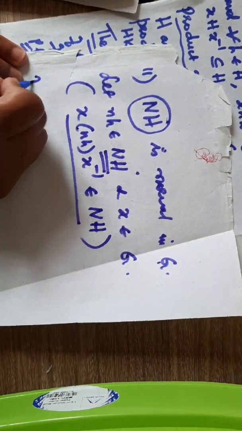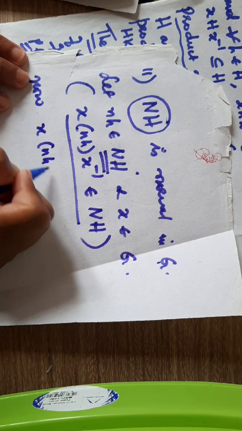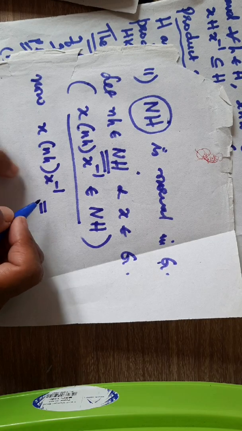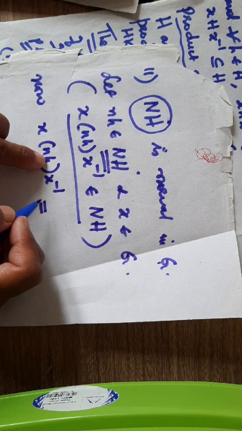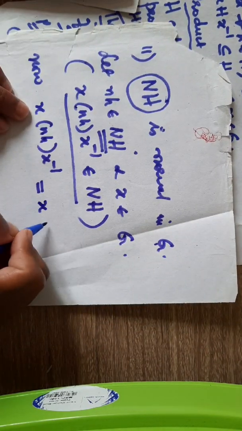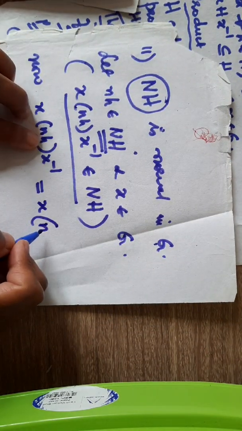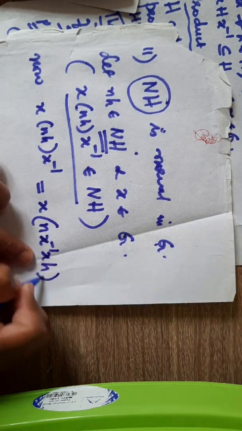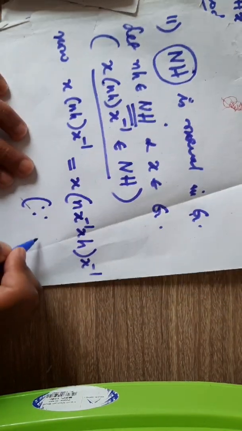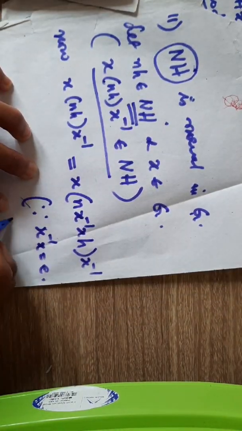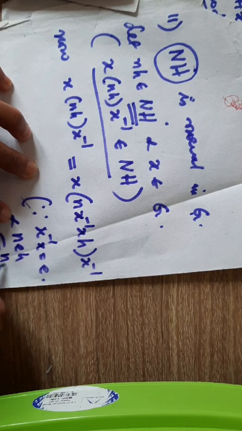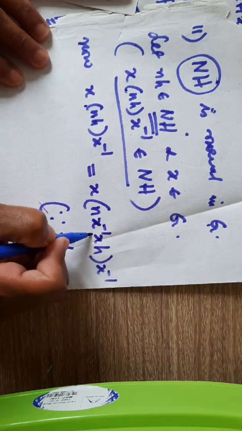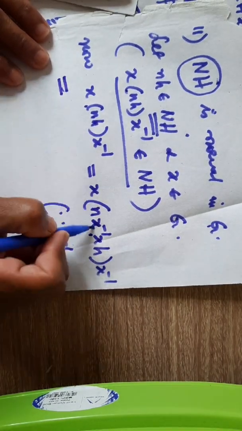So now here, X into NH into X inverse can be written as follows. What we need to do now is introduce X inverse X in between N and H. So you can write here X, then N, then in between N and H you introduce this one, X inverse X, then H, X inverse. Why? Because X inverse X gives you E, and NE into H will be the same as NH, where E represents the identity element.